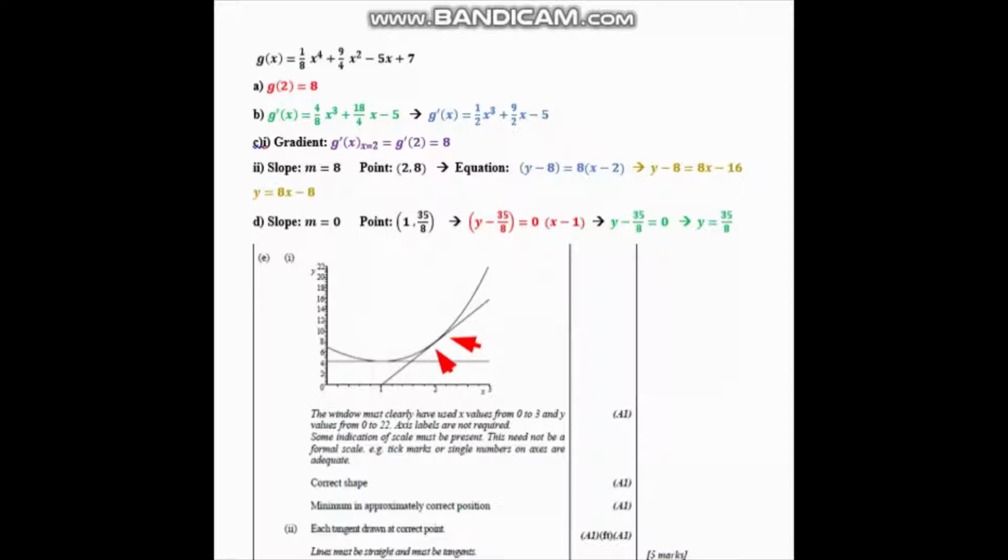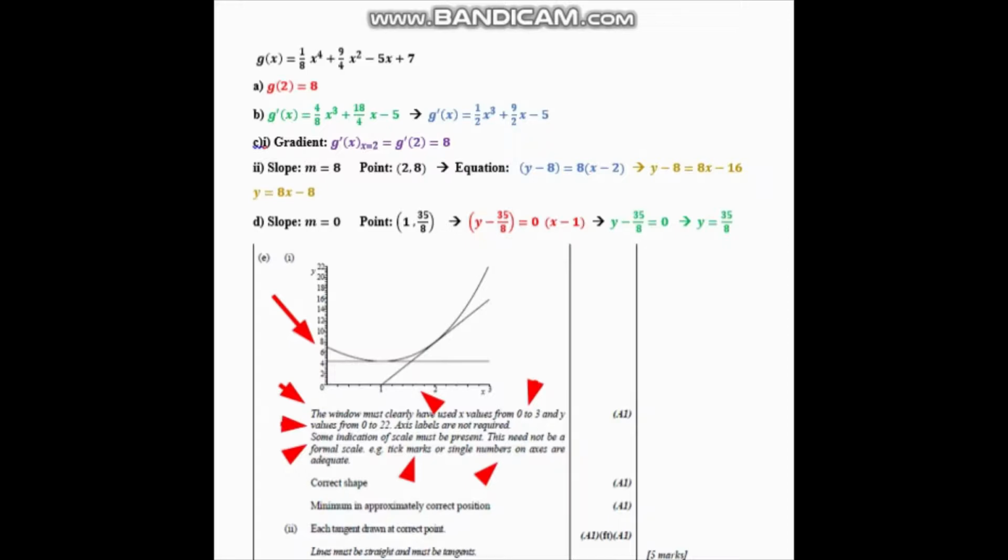Also note that there are some conditions for the sketch of the curve. The window must clearly have used the x values from 0 to 3 and the y values from 0 to 22. These are the values that we have adjusted our window to on the GDC. Axis labels are not required. Some indication of scale must be present, so you need to show that you understand where roughly the y values are and where the x values are. So tick marks or single numbers on axes are enough for you to get the mark for that.